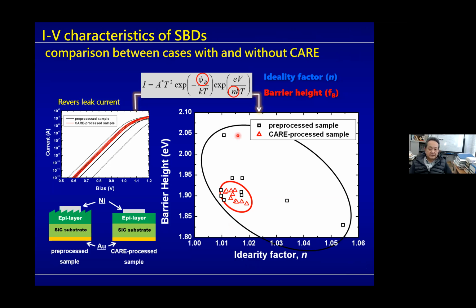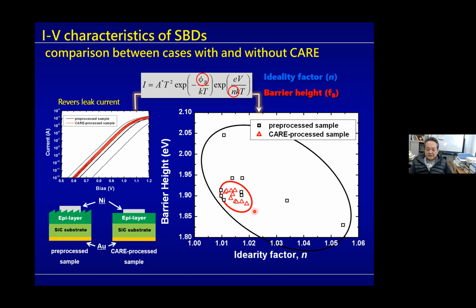And this is the result. This is the IV characteristics, one of the results. This is IV characteristics of Schottky barrier diodes prepared on silicon carbide surface, and we compared their property between the case with and without CARE processing. And we employed a reverse leak current result, and these results could be analyzed, and we can find very important parameters such as ideality factor and barrier height phi b. And these important parameters are plotted on this figure.